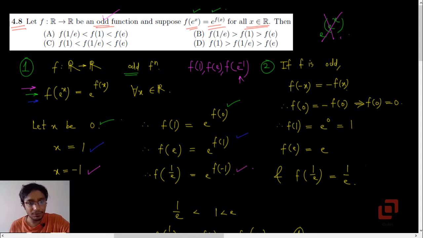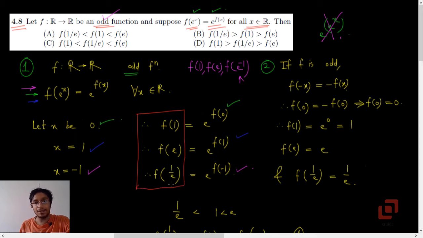Now if you observe here, we have everything that is there in the options. f of 1 is there, f of e is there, and f of 1 upon e is there. And more importantly, we have got 0, 1 and -1 on the right hand side, and we can now make use of the fact that it is an odd function. So if f is odd, f of minus x is minus f of x for all values of x in its domain.